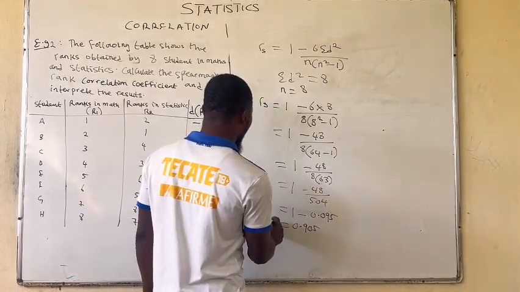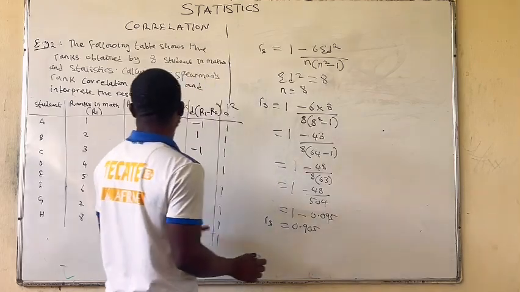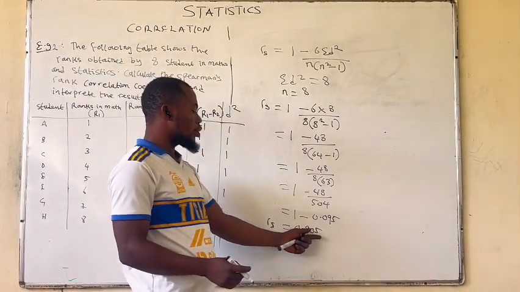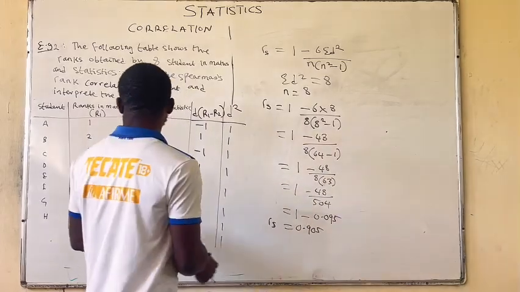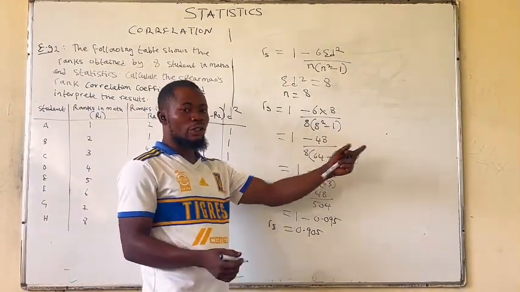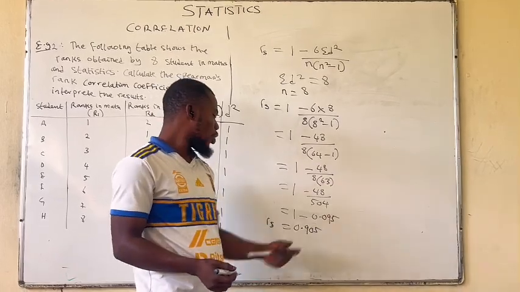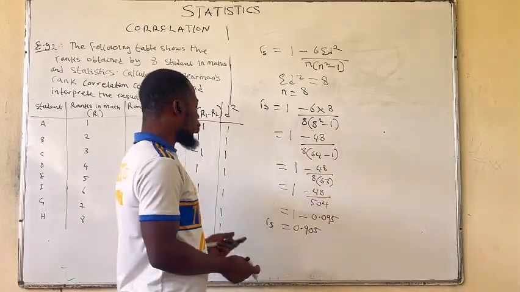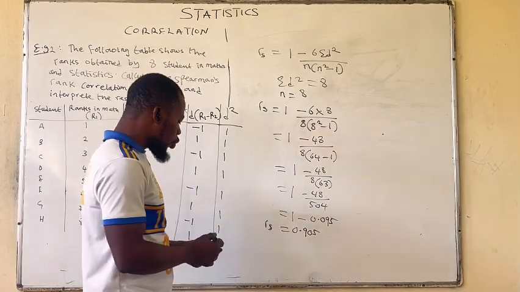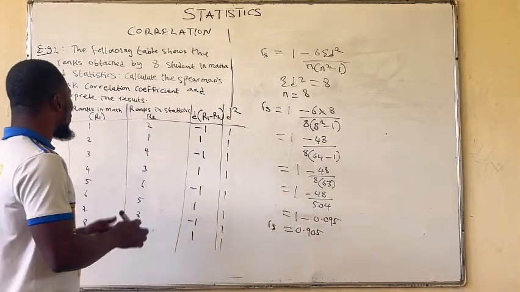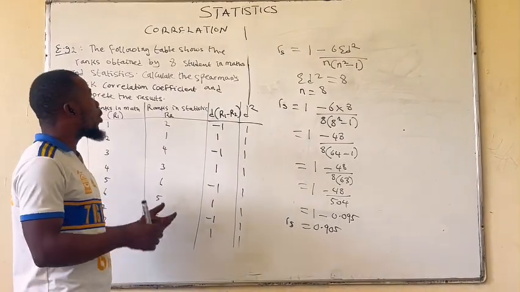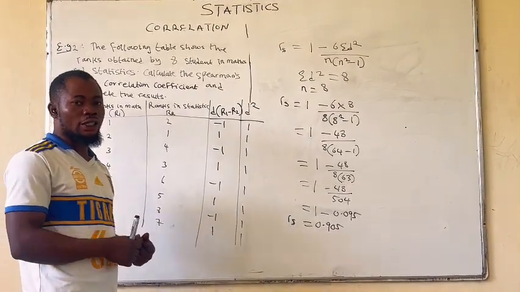So this is our Spearman rank correlation coefficient, 0.905. And they say interpret the result. Since we also have 0.9 something, or 0.905, the relationship is a strong, near perfect positive relationship. So this is how you can use the Spearman as well as the Pearson's coefficient to calculate the correlation analysis.